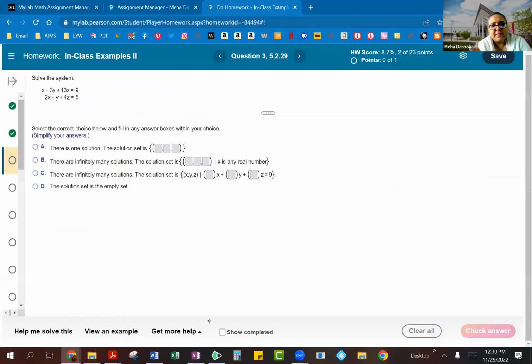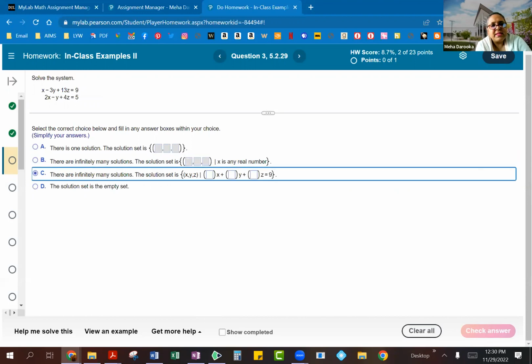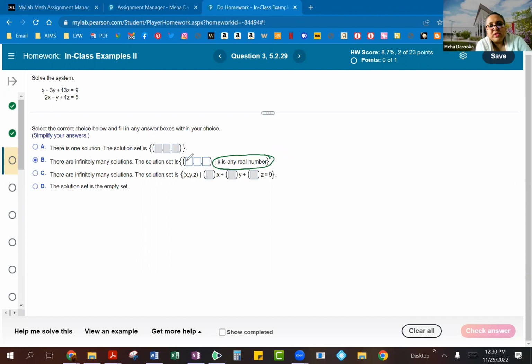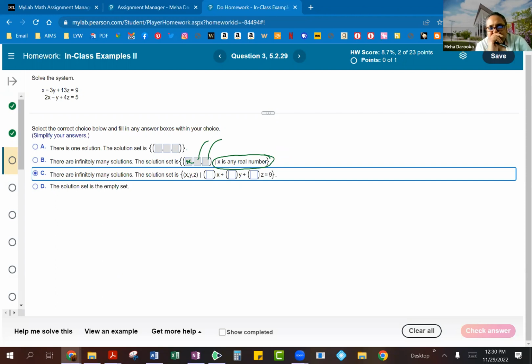I actually just realized something. How do they want us to write this? Okay, so we are going to end up with, more than likely, an infinite number of solutions. So that's going to be these two options, infinitely many solutions. You can see this one is giving you x is any real number, which means we would put x over here, and then these two would be x expressions. This one over here seems to be using set builder notation.